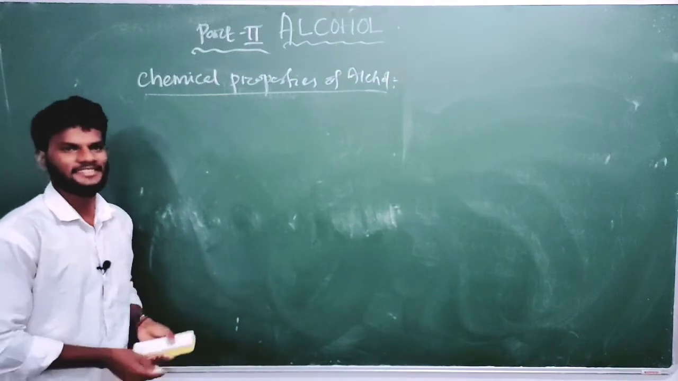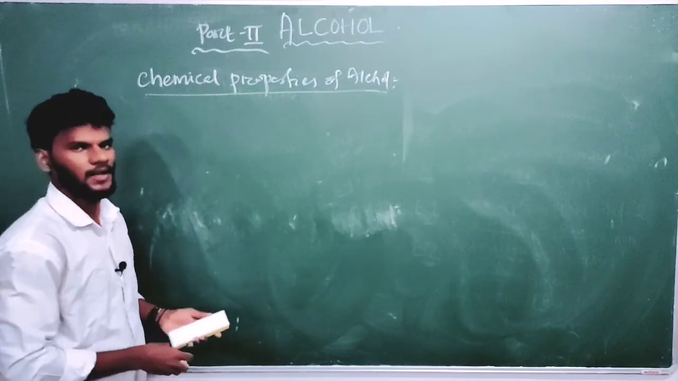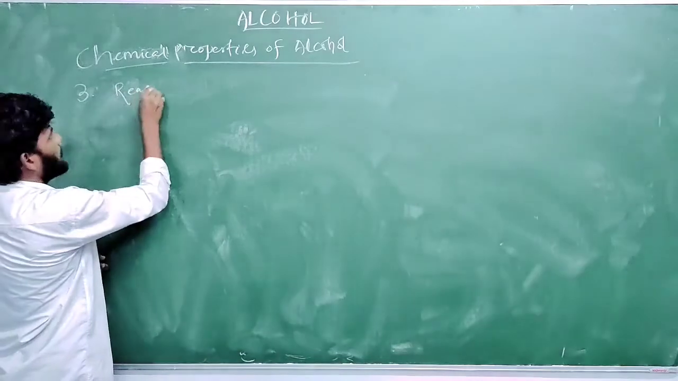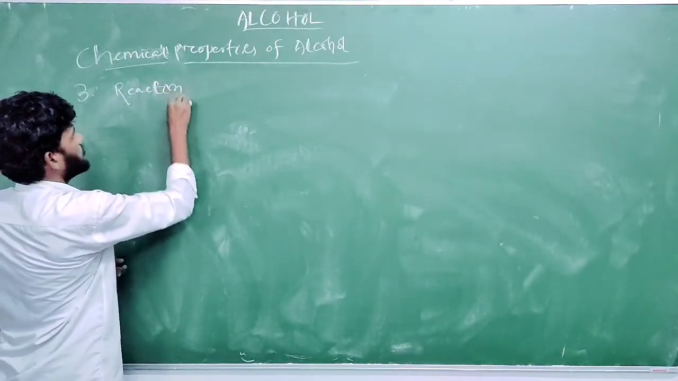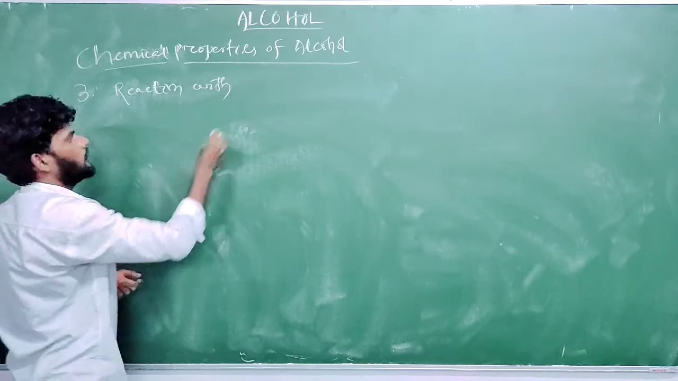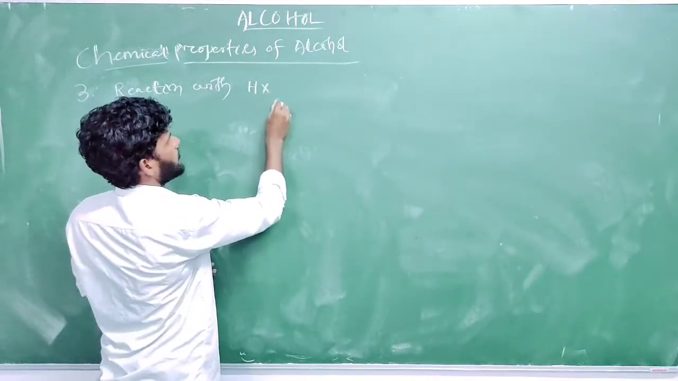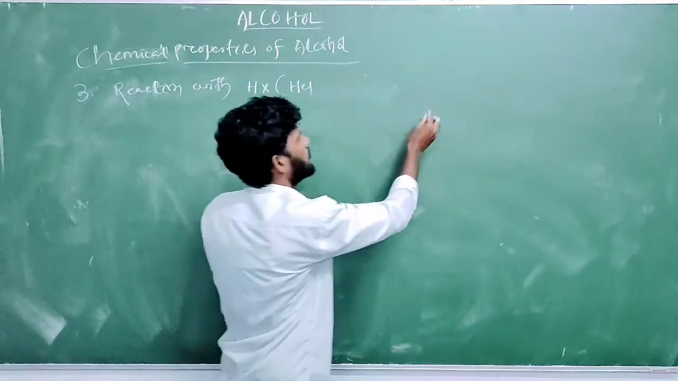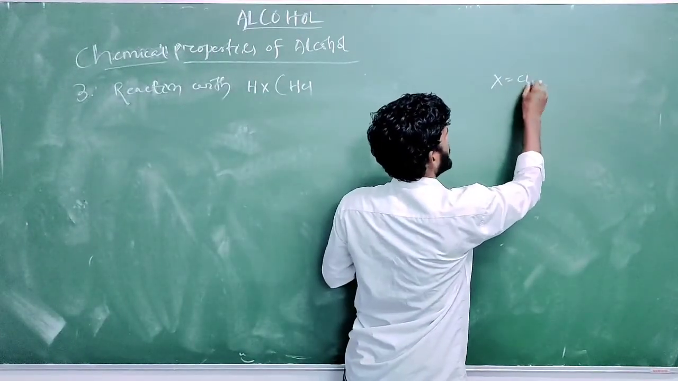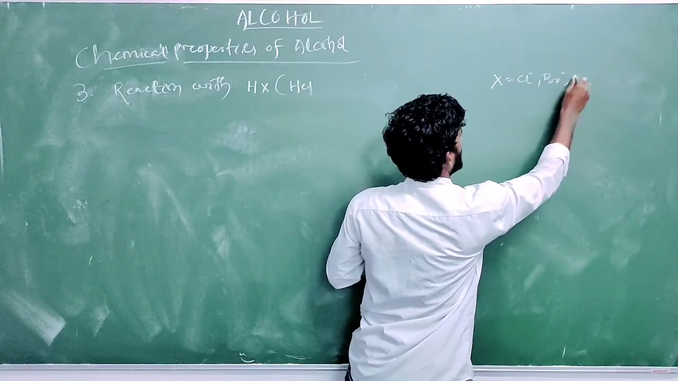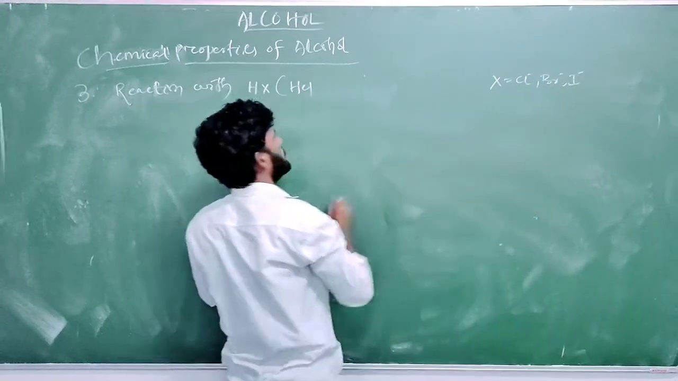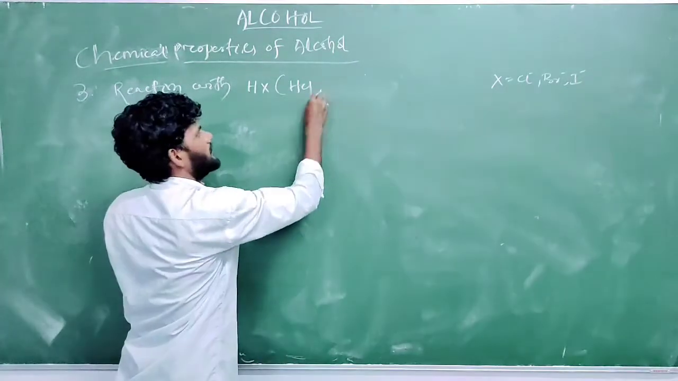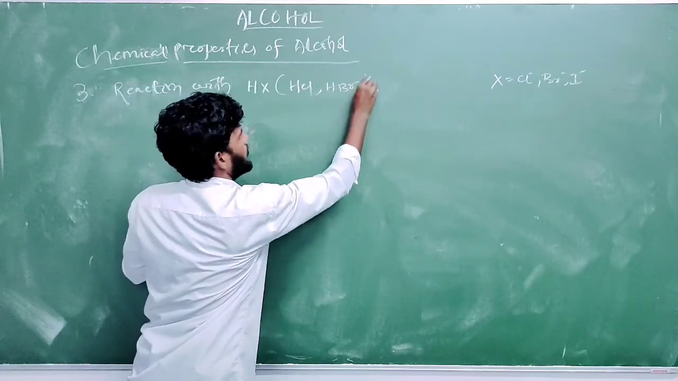Okay, so let's get started with part 2 of chemical properties of alcohol. Number 3, reaction with HX. H in HX, so you can take HCl. X is any halogen group, Cl minus, Br minus and I minus. These are all halogens. So reaction of alcohol with HX may be HCl, HBr, or HI.